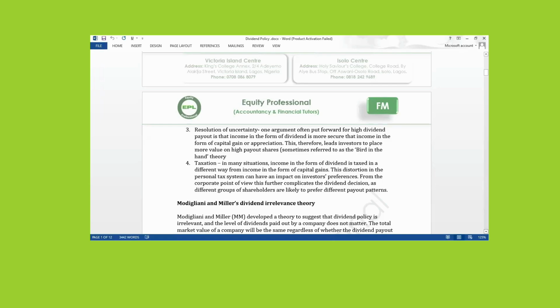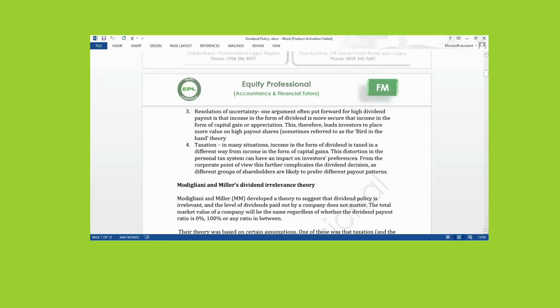The total market value of a company will be the same regardless of the amount paid as dividends. Total market value of a company will be the same regardless of whether dividend payout is 100% or 0%.